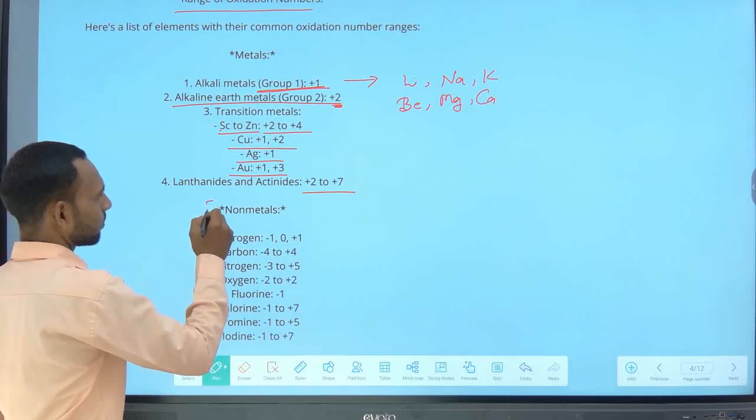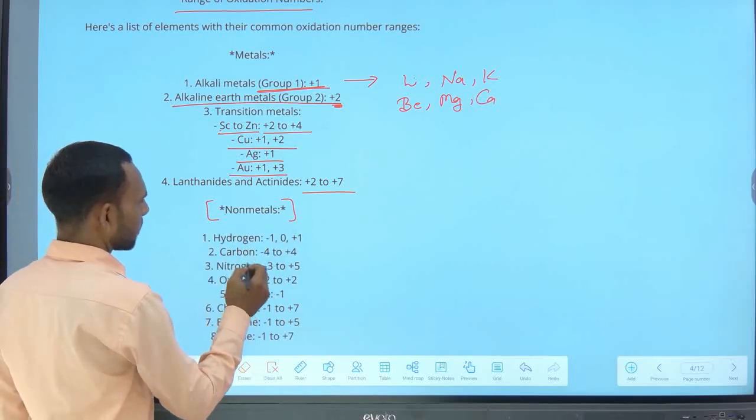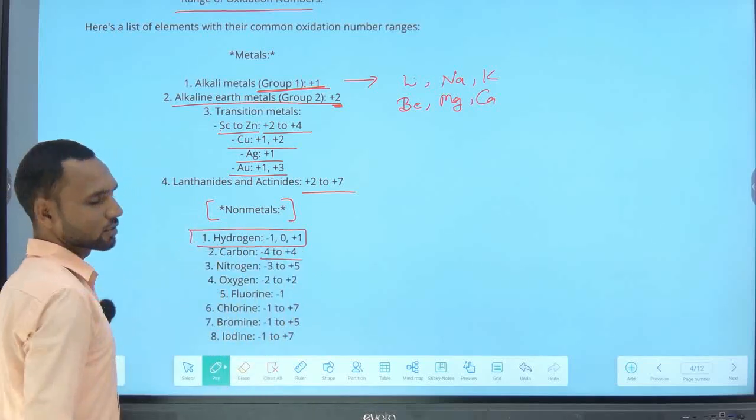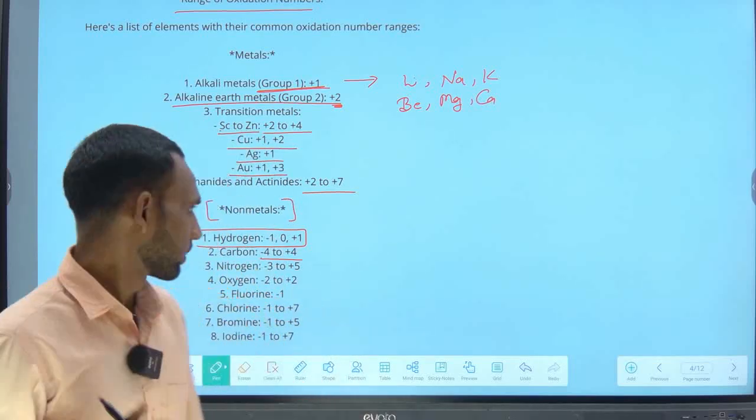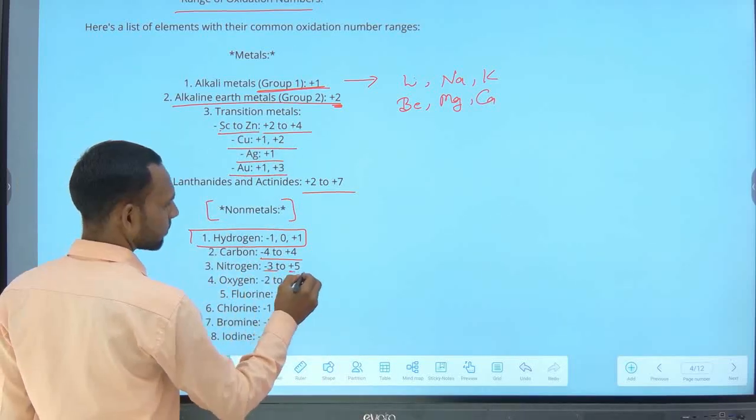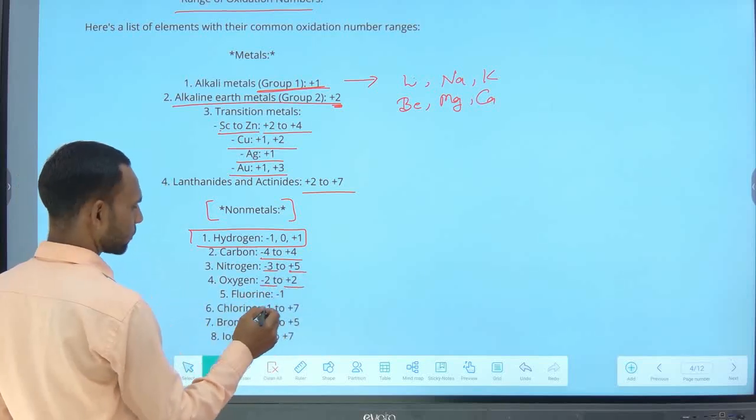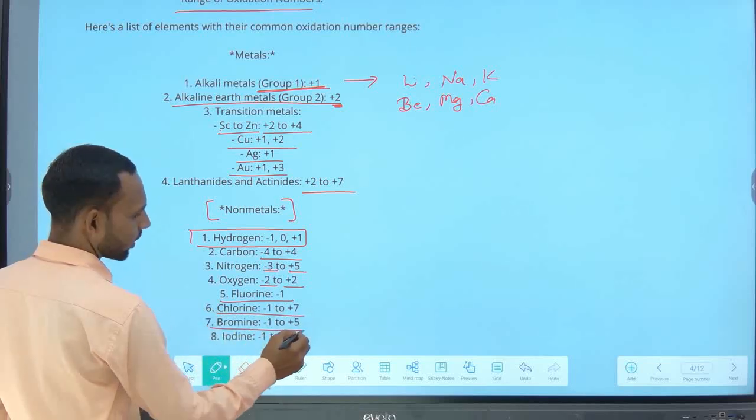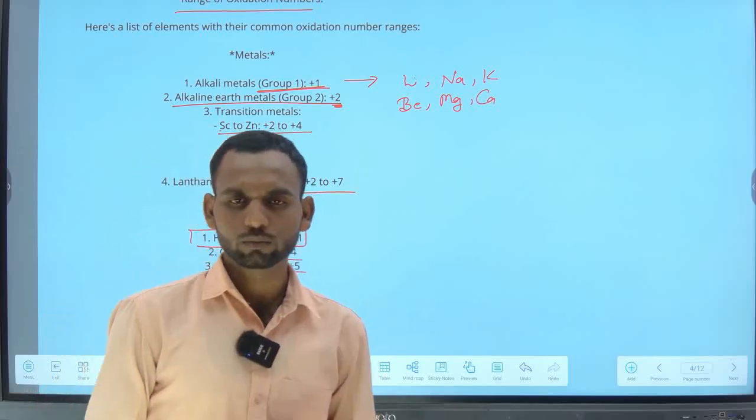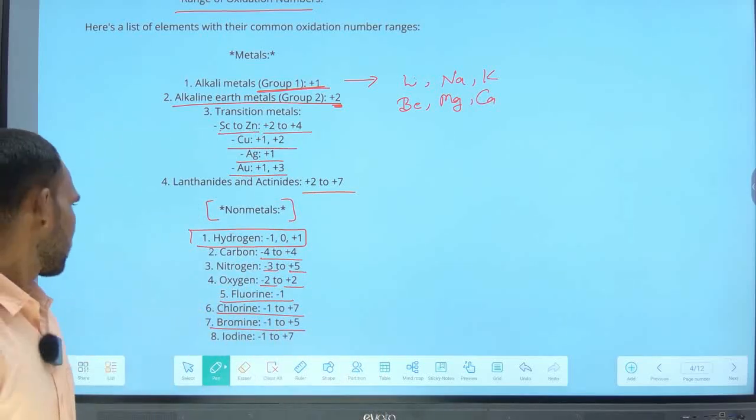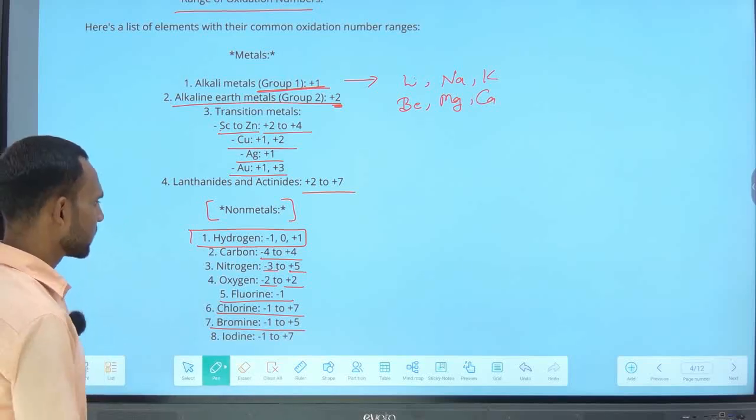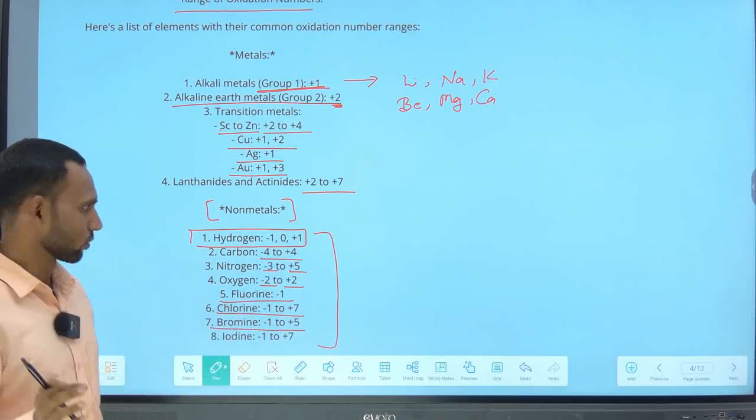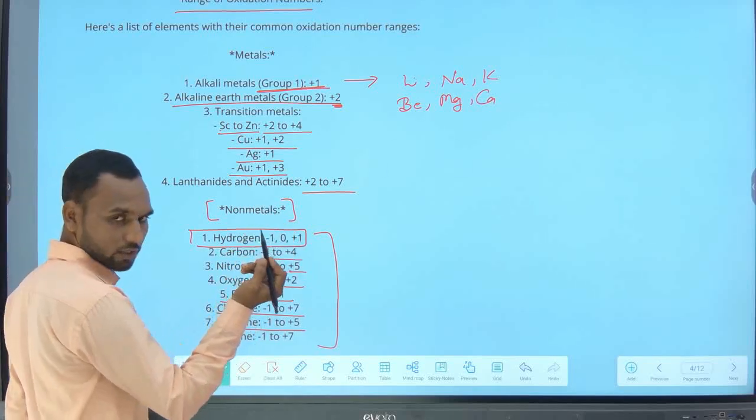In the p block elements, carbon -2 to +4, hydrogen is an exception: +1, 0, -1. Nitrogen -3 to +1, oxygen -2 to +2, fluorine -1, chlorine -2 to +7, and bromine -1 to +7, and the last element iodine -1 to +7. It means these have a range of different oxidation states. Hydrogen has -1, 0, +1.